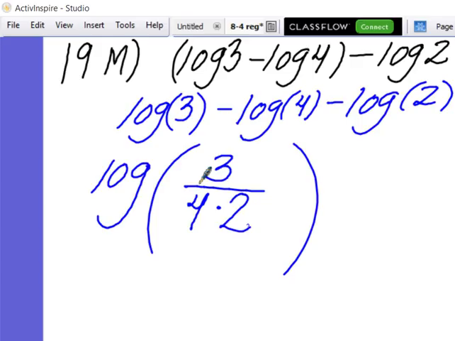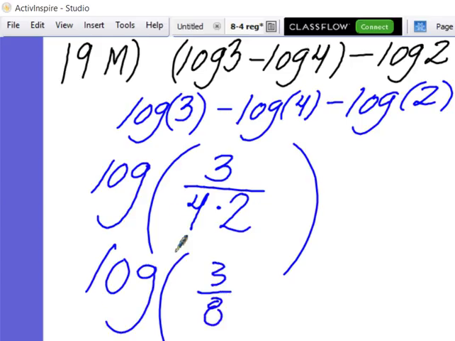You know what I mean? So if there's multiple addition ones, they're just on top being multiplied. And if there's multiple subtraction ones, they're just on bottom being multiplied. So we would show our work as such. I'd want to see that answer, and then I'd also want to see 3 over 8. Four times 2 is 8.